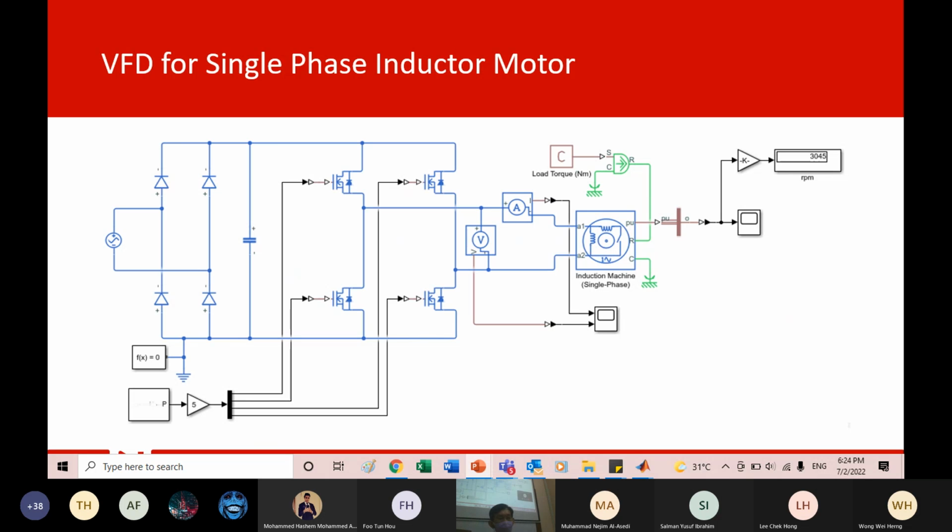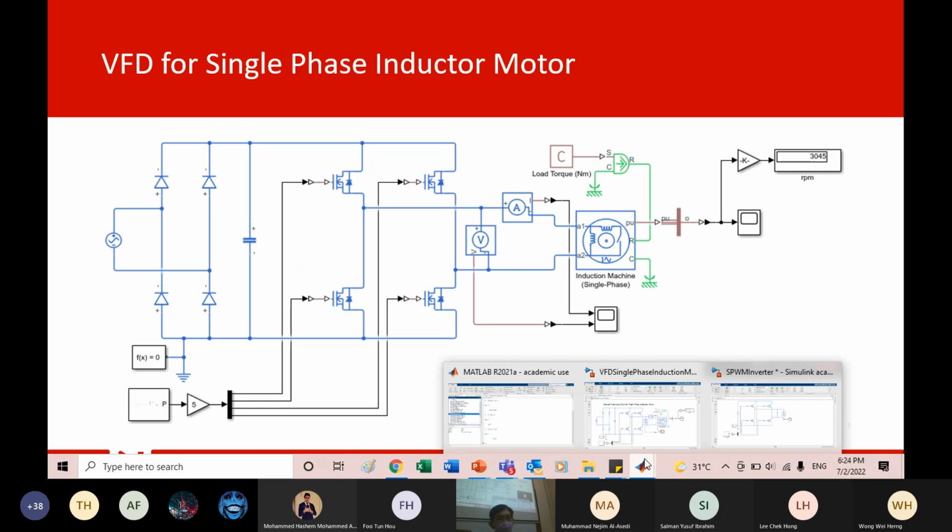Okay, let me just explain how this VFD works. Now, this VFD works very simply. You can see that this is the AC. I think I will use this one to explain better.